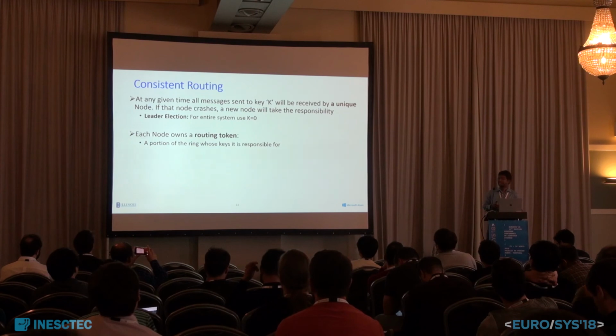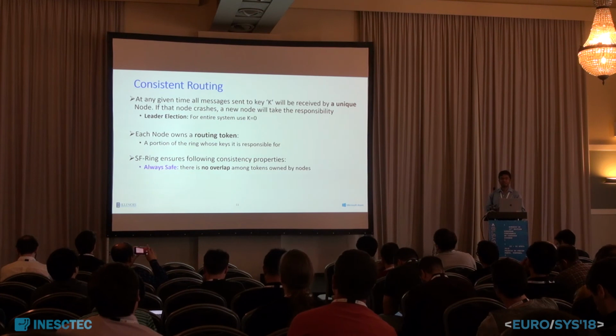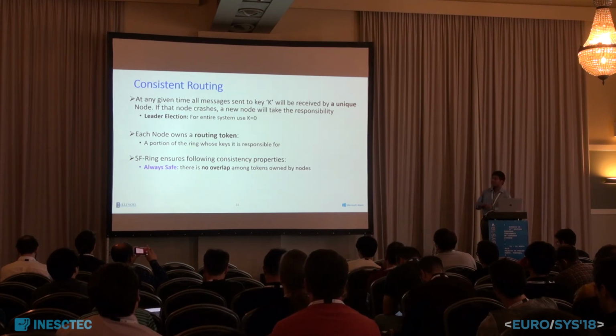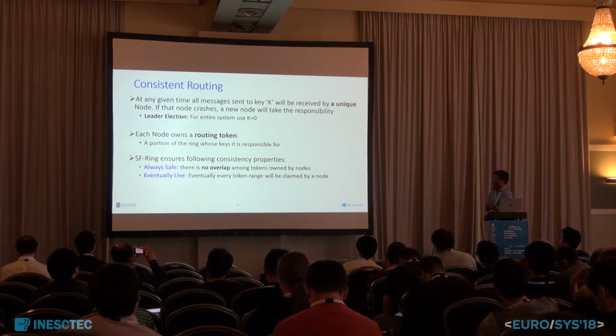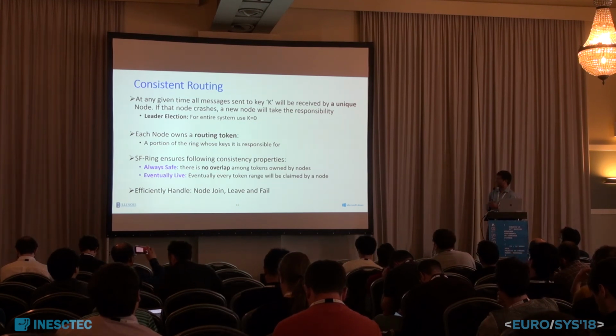To ensure this, each node owns a routing token, which is a portion of the ring whose keys it's responsible for. The SF ring ensures the following consistency properties for routing tokens. First, it's always safe: there is no overlap among the tokens owned by nodes. And eventually every token range will be claimed by a node. It can also efficiently handle node join, leave, and fail protocols. We haven't explained it in our paper.